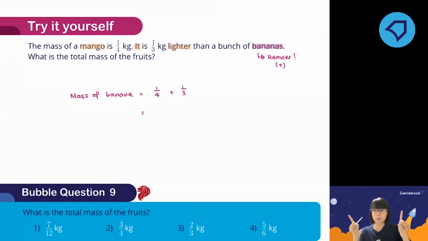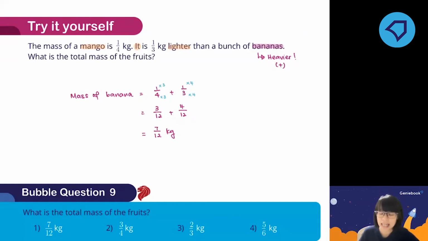So we multiply it with each other. So multiply by 3, multiply by 3, multiply by 4, multiply by 4. Okay, so we have 3/12 plus 4/12. And what do you guys get? What is the mass of the bananas? 7/12 kg. Okay, then a lot of you give me option number 1 is the answer already.